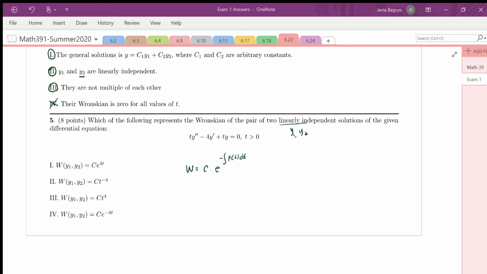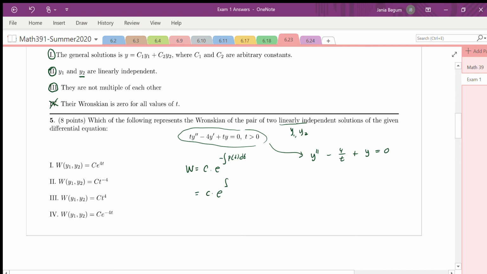So Liana says y is in this one too. So let's check. If I were to plug in p of t, first you need to write this in standard form, right? So this would become y double prime minus 4 over t plus 1 y equals 0. Then the Wronskian becomes c times e to the integral of negative, because p of t is this function right here. That's p of t. So it would be positive 4 over t dt.